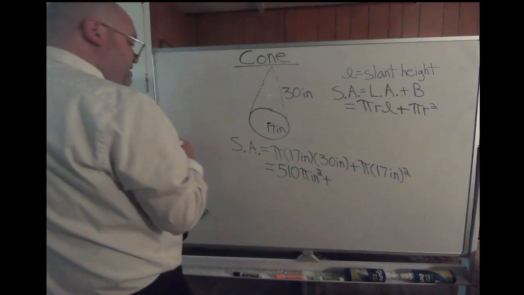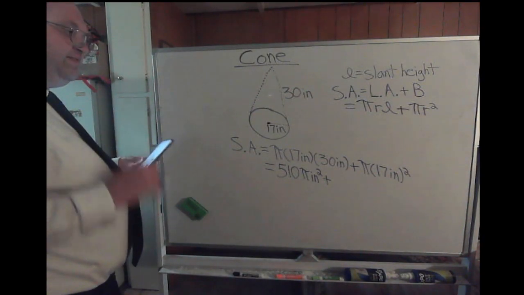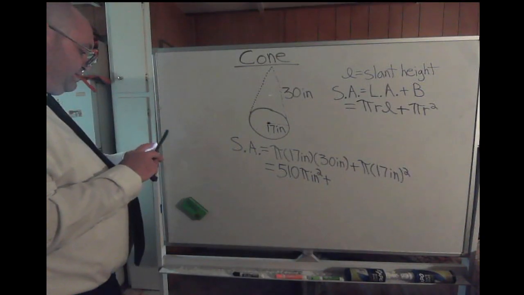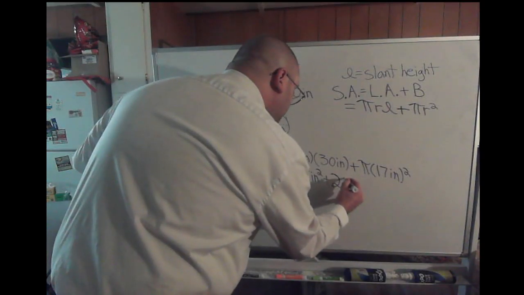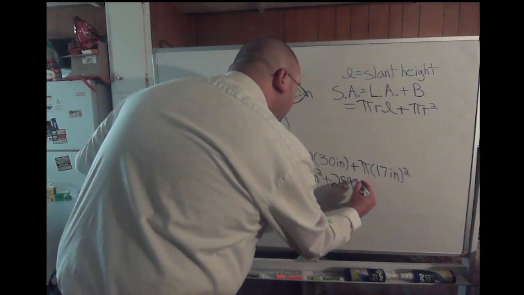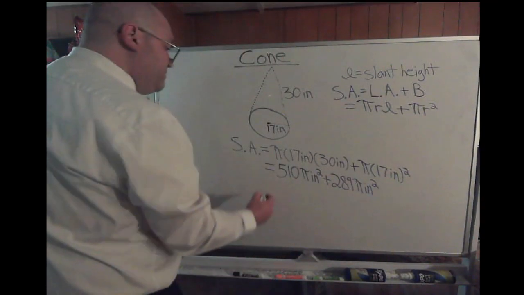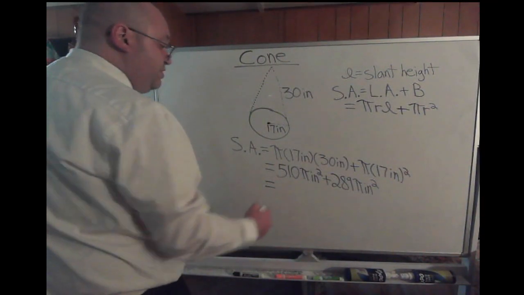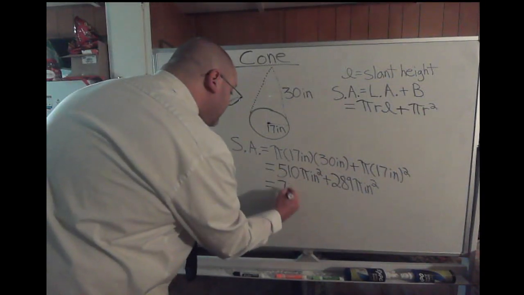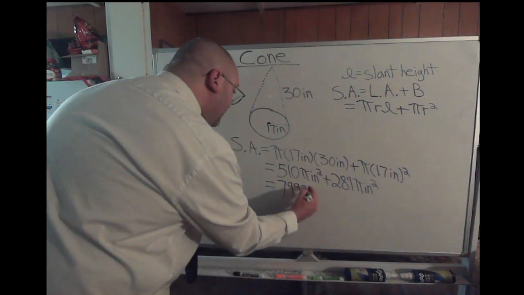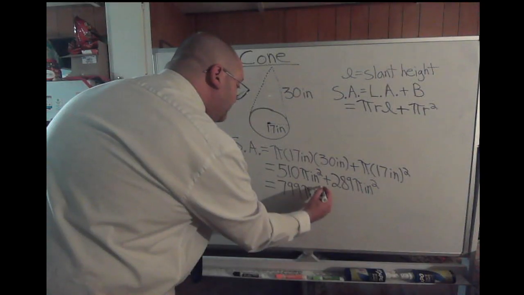Plus 17 to the second. I believe that's 289, but don't quote me. It is 289. So you'll have plus 289 pi. Inches to the second power is square inches. So now you're going to add these up: 510 pi plus 289 pi. That would be 799 pi, then inches squared, or square inches, however you'd like to say it.